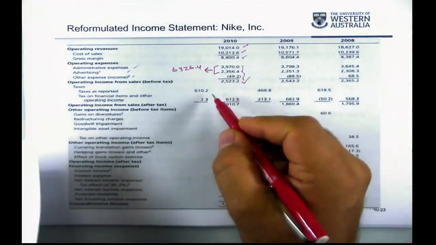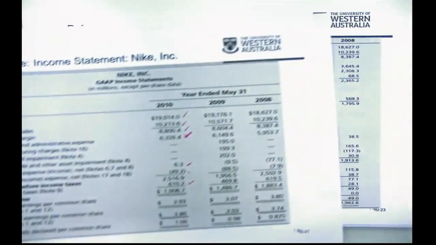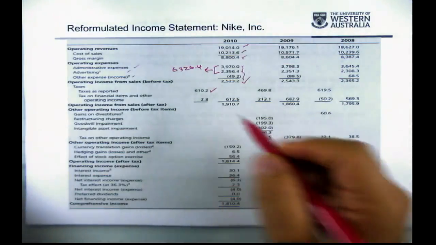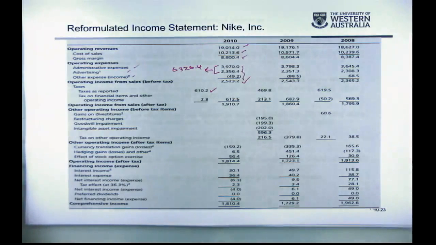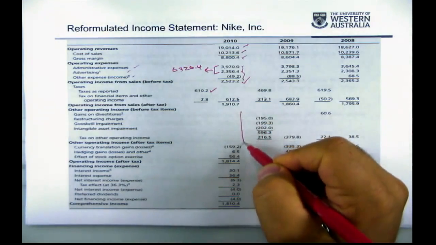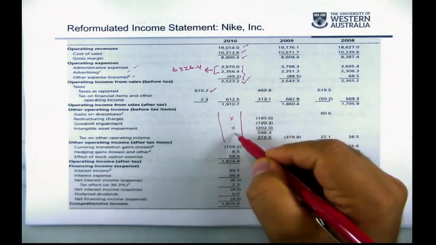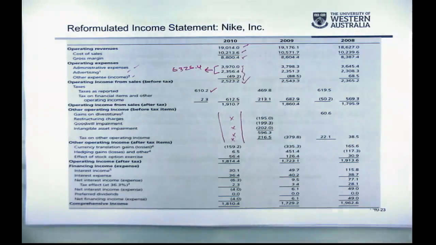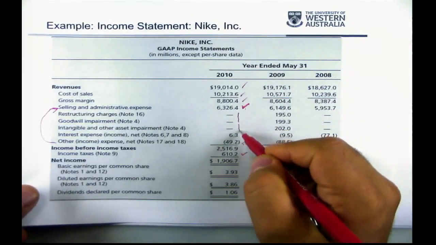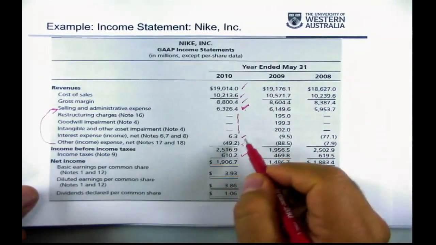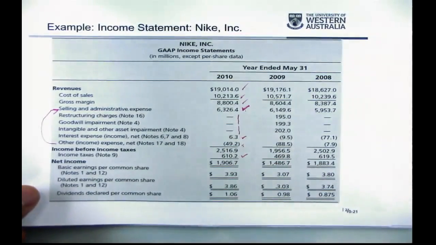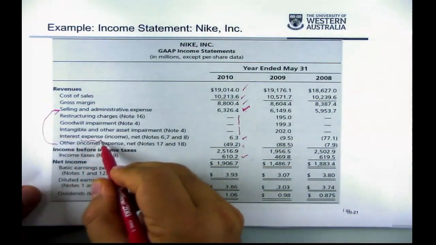We take the tax as reported. This is the tax as reported, 610.2. And then we search for other operating income or expenses and also the net financial expense and income. Here we do not have any other items, so no need to worry. We go then to the financial expense. We have 6.3. It is interest expense.